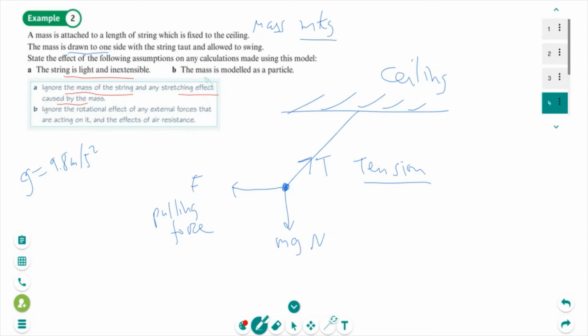If you assume the mass is modeled as a particle, again directly from the table, you can ignore the dimensions of the particle. You could ignore the effects of air resistance.